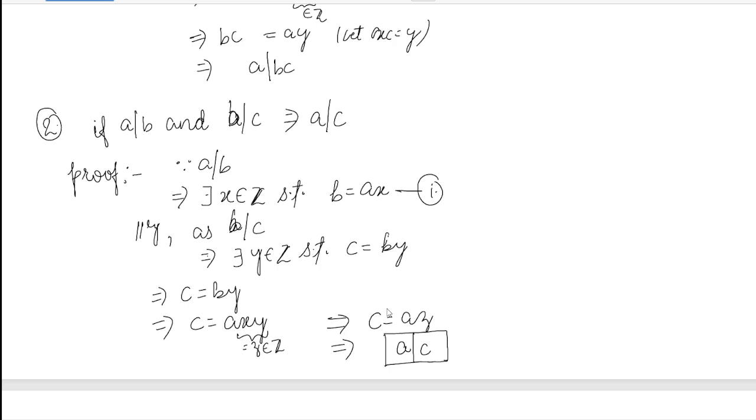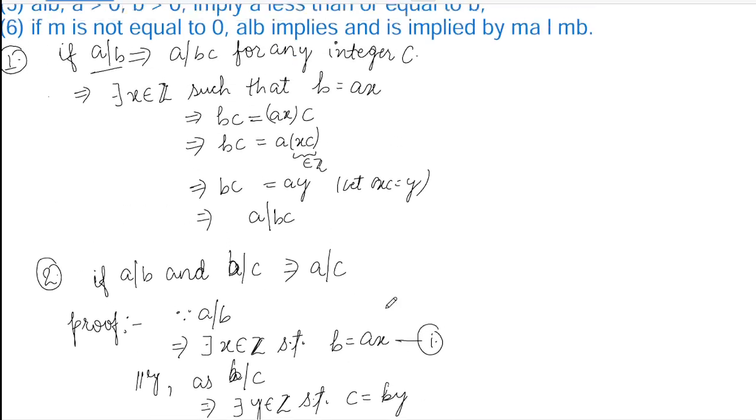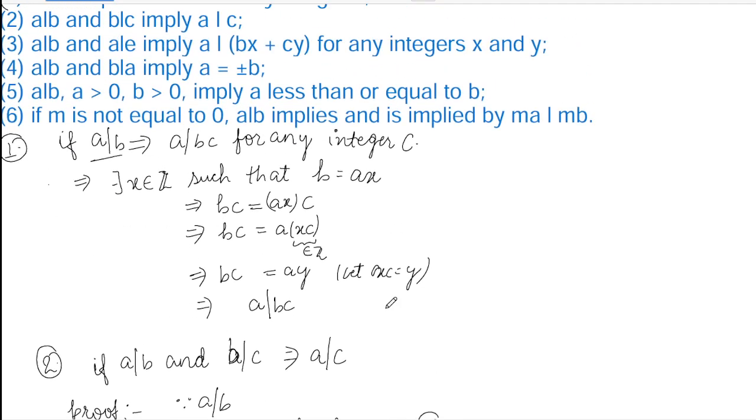Now we are going to the third part. Third part क्या कह रहा है? If a divides b and a divides c, implies a divides bx plus cy for any integers x and y. ये हम लोग बस ये दो के लिए दिया हुआ है. अगर इसमें जनरलाइज करें तो जितने भी टर्म्स लेंगे उसमें सारे लिनियर कॉम्बिनेशन को डिवाइड्स करेंगे.